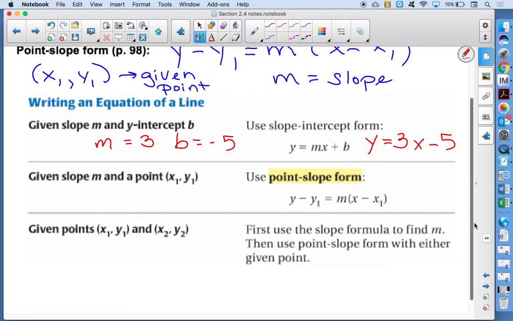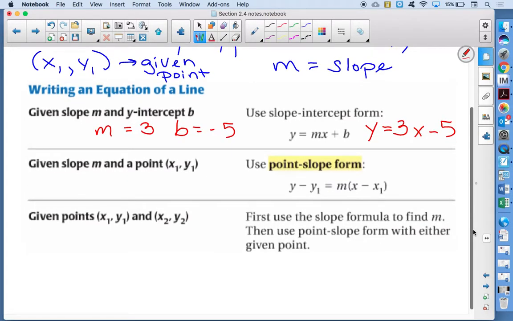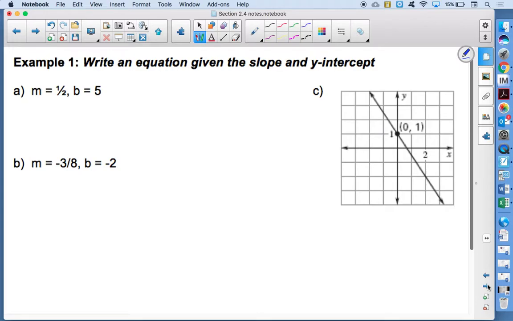The second case would be if you're given a slope and a point. This is the case where using point-slope form, to me, actually works pretty easily. But you can still use y equals mx plus b. You could use either one. It's pretty much your choice. The last possible way that we can write an equation of a line is if you're given 2 points. If you're given 2 points, we have to find the slope first and then go back to point-slope form or slope-intercept form. So if you look at the first example, this one pretty much deals with you're given slope, you're given y-intercept, write the equation of a line.